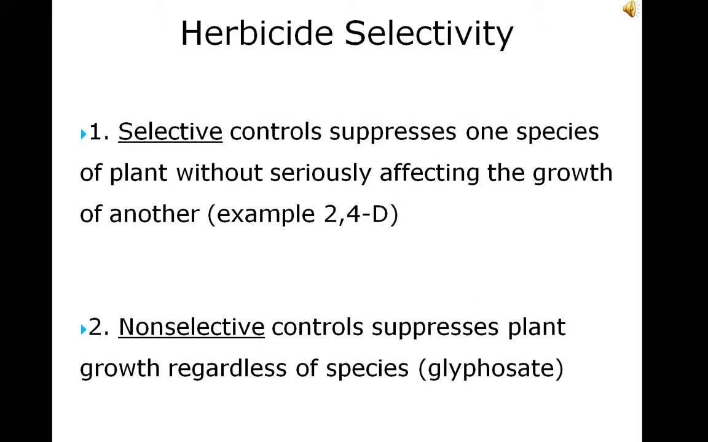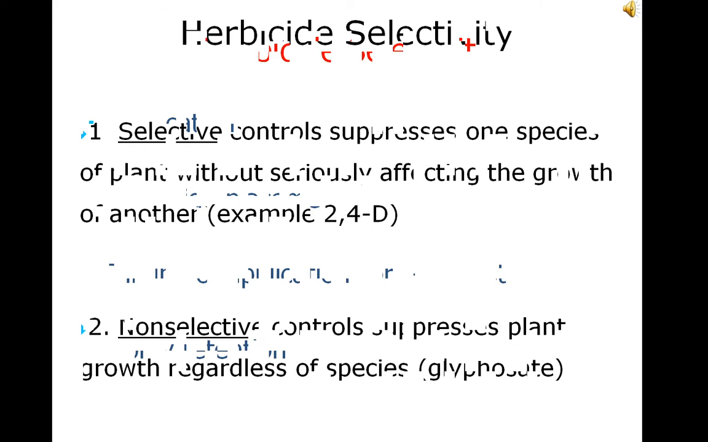Herbicides can be selective in nature or non-selective. Selective control suppresses one species or certain types of plants, monocot or dicot, for example. An example is the herbicide 2,4-D, which controls broadleaf weeds but not grasses. Non-selective herbicides affect all plants and will kill green tissue they come in contact with. Glyphosate is a good example of an herbicide which is not selective and systemic.